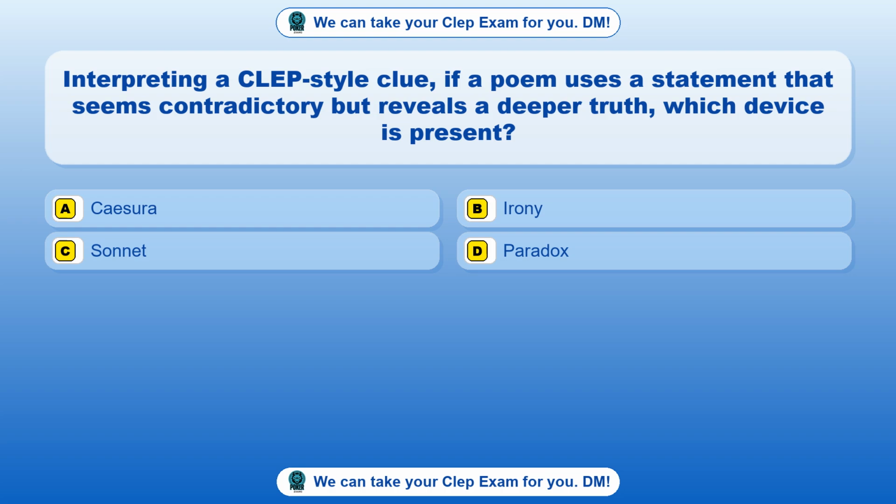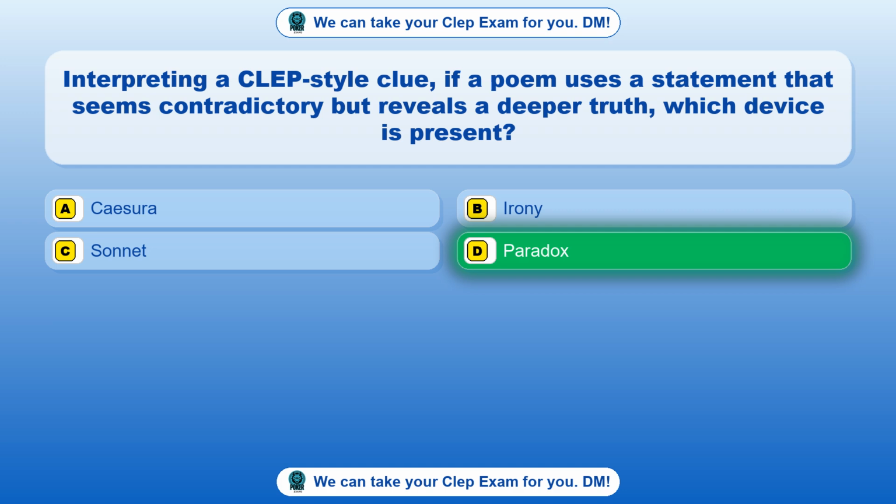Question 66. Interpreting a CLEP-style clue. If a poem uses a statement that seems contradictory but reveals a deeper truth, which device is present? Option A. Caesura. Option B. Irony. Option C. Sonnet. Option D. Paradox. The correct answer is option D.